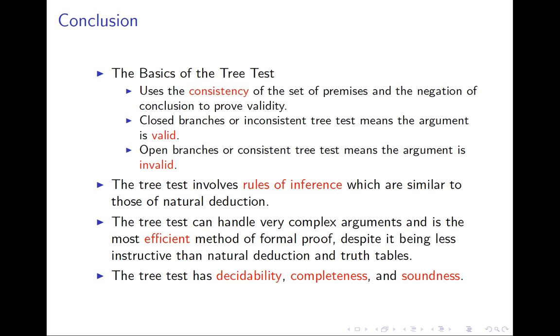Additionally, we noted that the tree test involves rules of inference, which are similar to those of natural deduction, but slightly different. Additionally, the tree test is able to handle very complex arguments with large numbers of variables and is the most efficient method of formal proof, despite it being less instructive than natural deduction and truth tables. So overall, the tree test has decidability, completeness, and soundness, suggesting that it is an optimal method of formal proof.